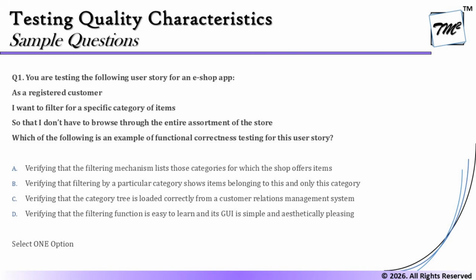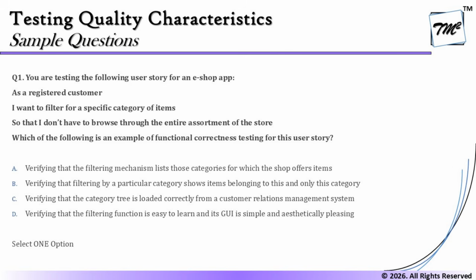So the very first option here says verifying that the filtering mechanism lists those categories for which the shop offers items. Now that's a little tricky option, because if you talk about a filtering mechanism which lists those categories, but here the person is more interested in a specific category of items. Now that would be something which will fall into the functional appropriateness, because it tests whether the categories listed are helpful for the user or not. So option A is certainly not talking about the correctness part, but more of relevancy, which goes with the appropriateness.